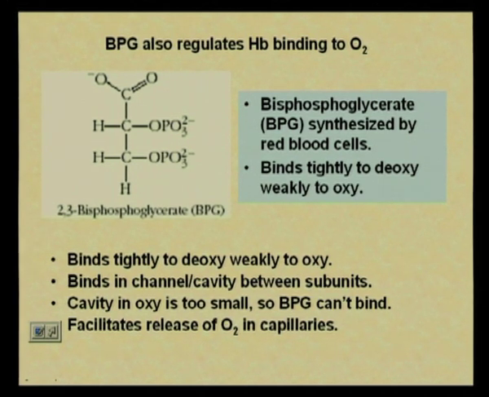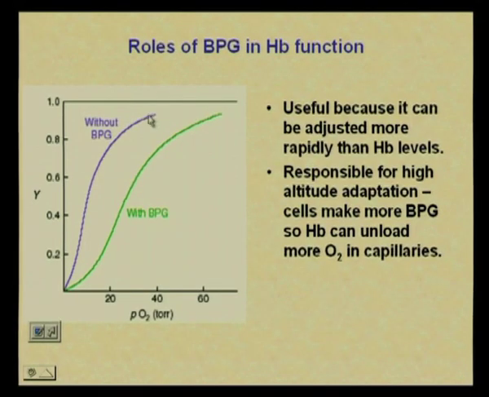Okay? Where can this be useful? Where there is less oxygen? No, where there is less oxygen available. Suppose you are climbing a mountain, there is less oxygen available, BPG is produced in the red blood cells more, so that it binds to the deoxy and you do not need as much oxygen as you would require. Okay? So, that is exactly what happens.